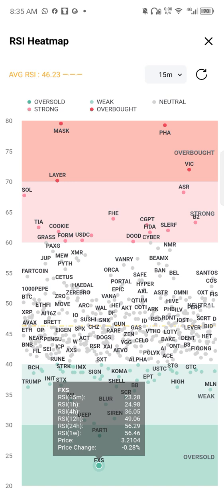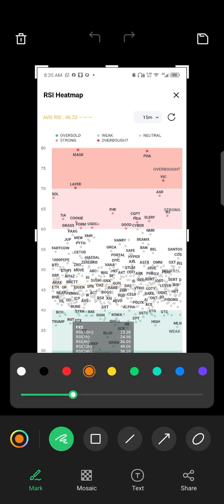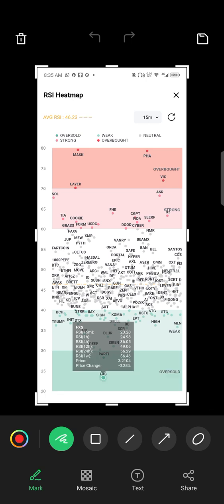If you look at this app very well, it has a time frame at the top here. The time frame that I'm using now is 15 minutes. So you can see 15 minutes, you can change it to 1 hour.